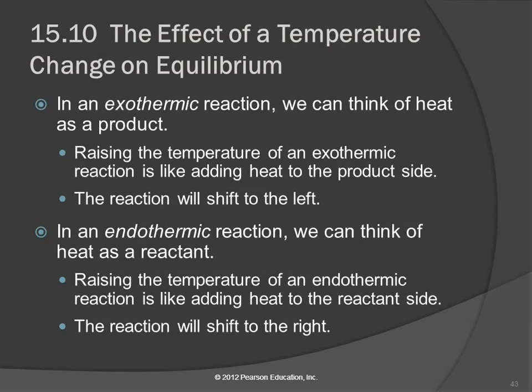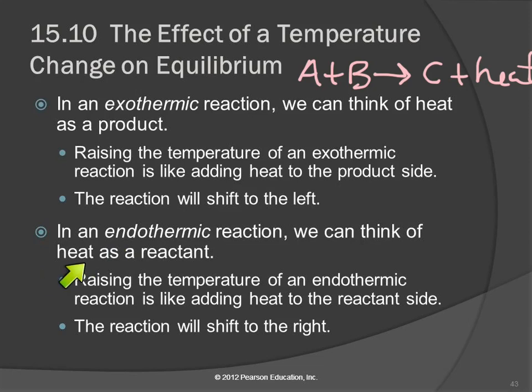So if we were to draw that, we could get something like A plus B forming C plus heat. Heat is produced. It's a product. So we can think of the energy as a reactant or a product. In an exothermic reaction, heat's the product. Raising the temperature is like adding heat over here. If we add something to the right side, it'll shift to the left to use it up, to get rid of it. So the reaction shifts to the left.